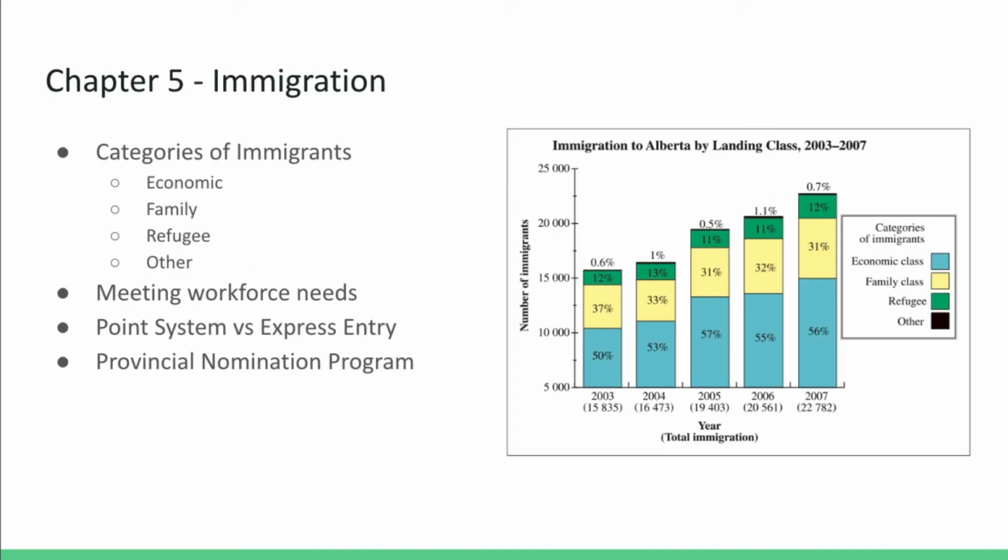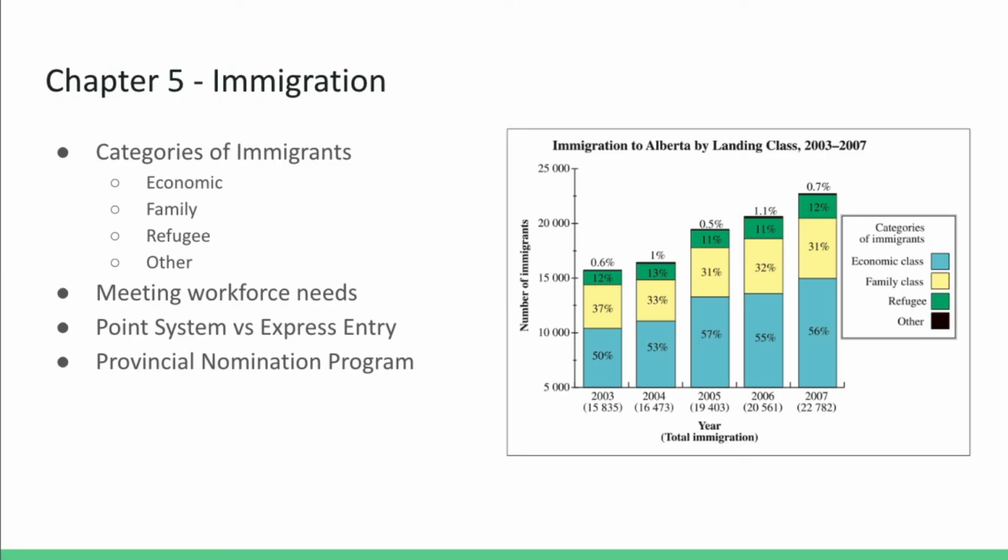Unit number 1 finished with immigration. Know the 4 different categories of immigration. Economic class immigrant being the largest category, followed by family, refugee, and then other. How do we use immigration to meet our workforce needs?